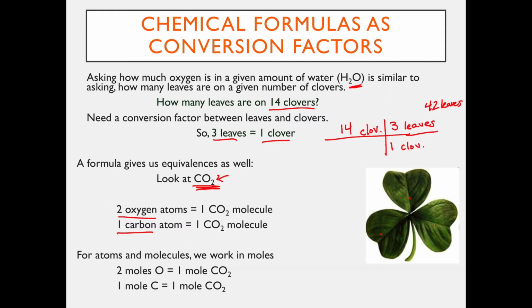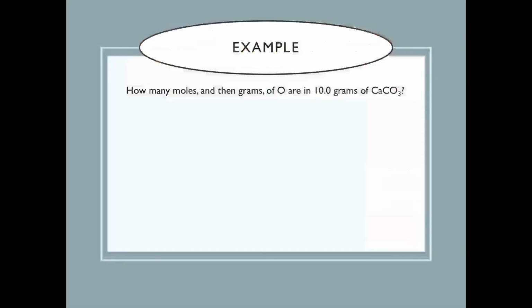And so these subscripts down at the bottom are telling us how many atoms we have in a given number of molecules. Or if we were working in moles, that subscript is telling you for every one mole of your compound, how many moles of your individual elements you have. Okay, so we can use these as conversion factors when we start to do calculations.